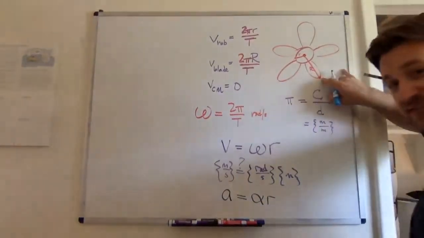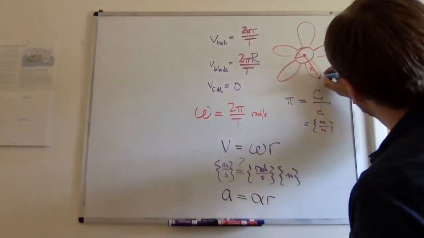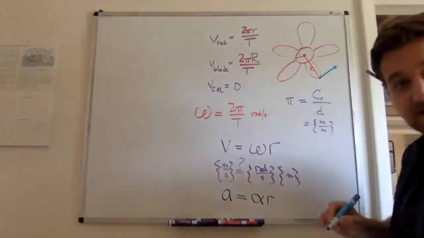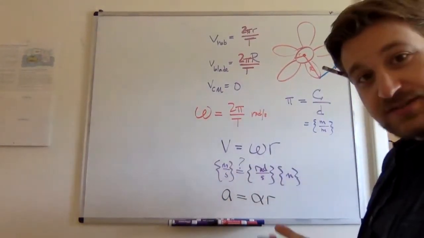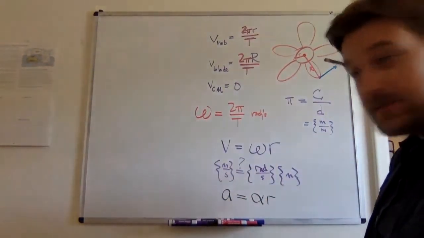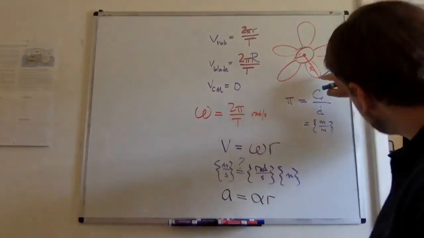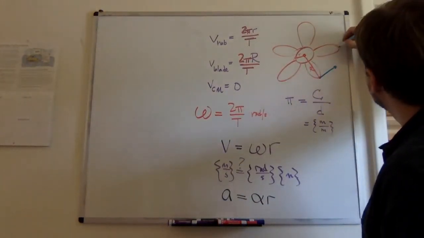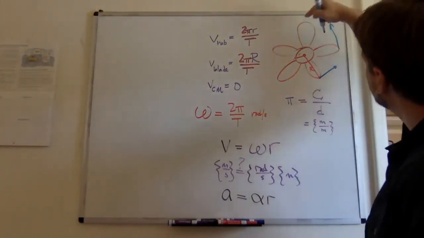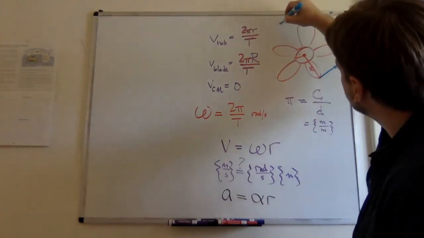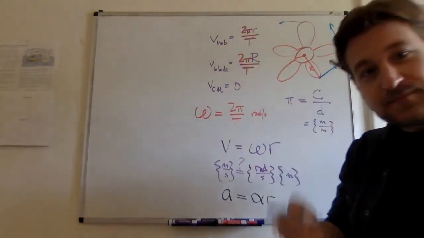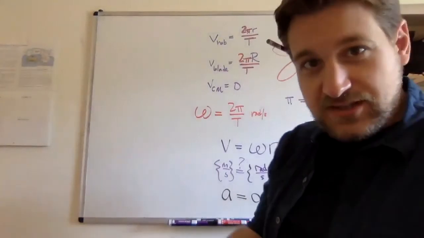When the point at the edge of the fan blade is here, it's moving that way, tangent to the circle in the direction of motion. And when that point is here, it's moving this way. And when that point is here, it's moving that way. So the velocity at all times is changing direction.